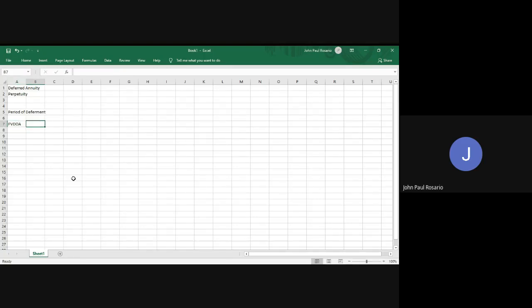Sige, by the way po, before we go there sa formulas, for deferred annuity, naa siya deferred ordinary annuity, naa po tayo deferred annuity due. Okay? So what is your formula for your future value of deferred ordinary annuity? Anyone?